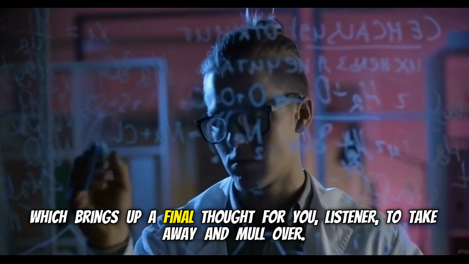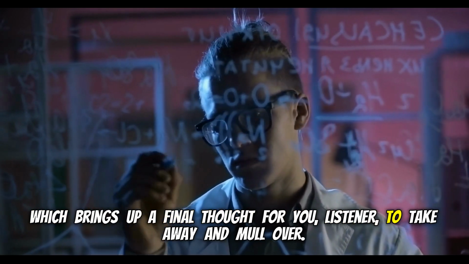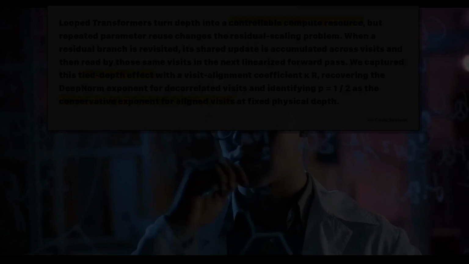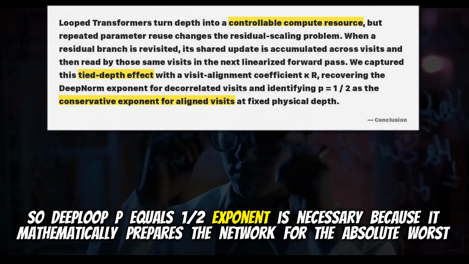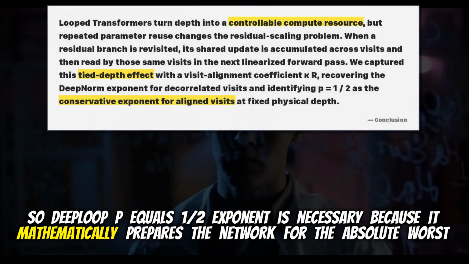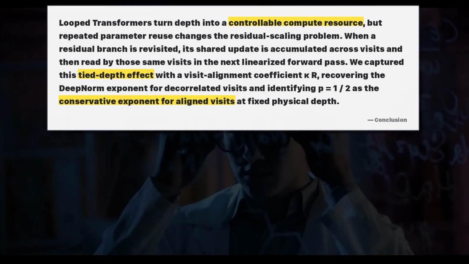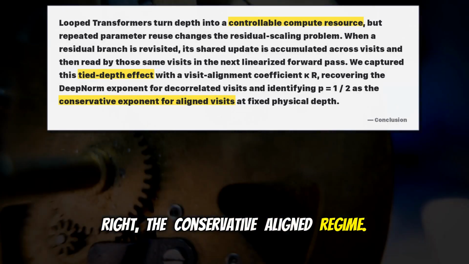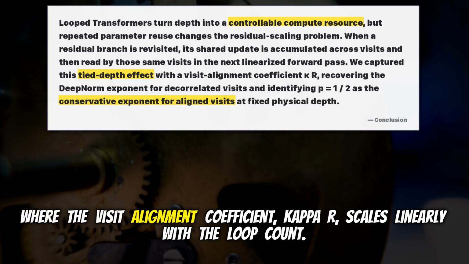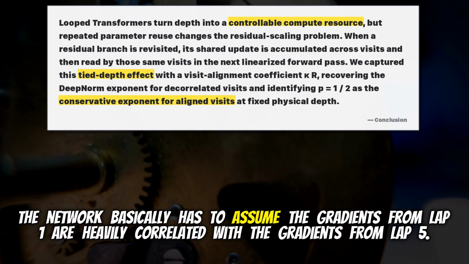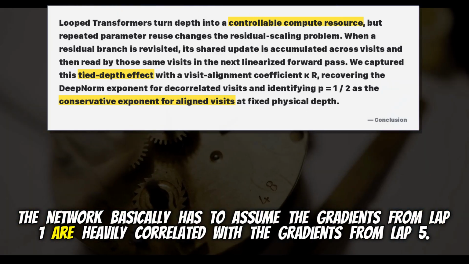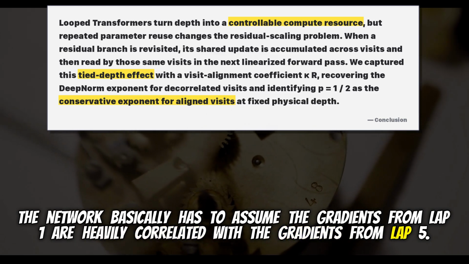Which brings up a final thought for you, listener, to take away and mull over. So DeepLoop's p equals 12 exponent is necessary because it mathematically prepares the network for the absolute worst-case scenario. Right, the conservative aligned regime. Exactly, where the visit alignment coefficient, Kappa R, scales linearly with the loop count. The network basically has to assume the gradients from lap 1 are heavily correlated with the gradients from lap 5.